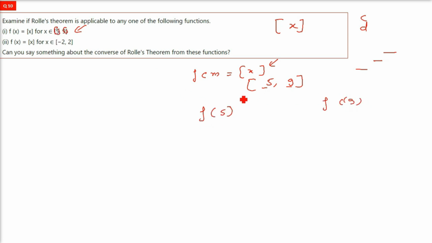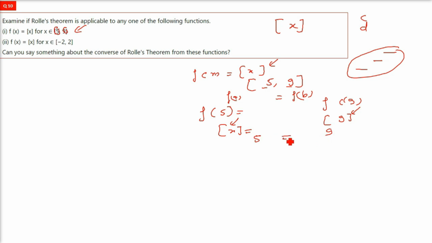One more thing you can check: f(5) and f(9), whether they are equal or not. It is quite clear that for the greatest integer function, if you put 5, you will get 5, and if you put 9, you will get 9, because this is an integer function. The greatest integer function always returns an integer which is lower than the value given if it is a decimal. So 5 is not equal to 9. It is not continuous, not differentiable, and neither is it following the third condition, f(5) equals f(9). Rolle theorem is not satisfied here.